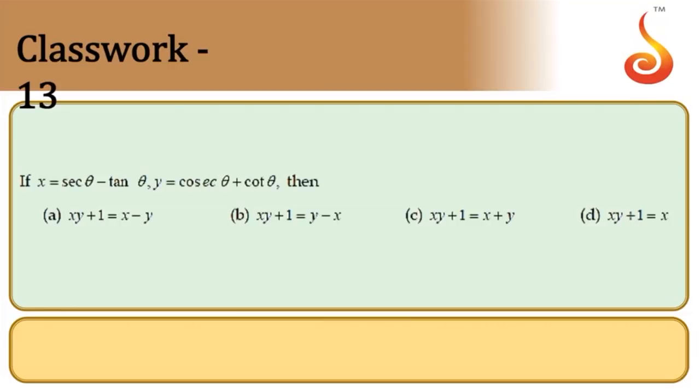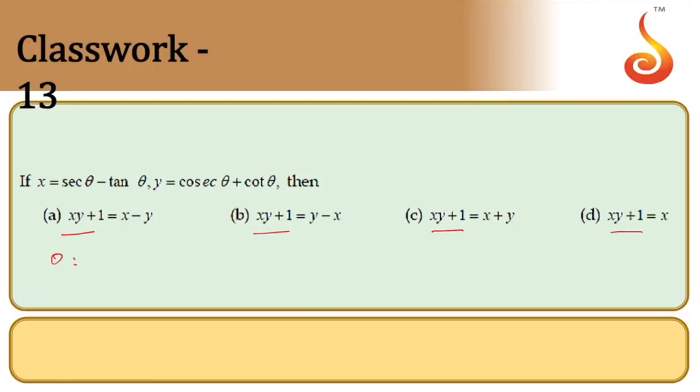X is equal to secant theta minus tan theta. Y is equal to cosecant theta. Y is secant theta plus tan theta. Y is equal to cosecant theta plus cot theta. Now here in this case, these are the values x comma y. See, for every option you have xy plus 1. So therefore, let me calculate over here for a certain angle. Let me take theta to be pi by 4.